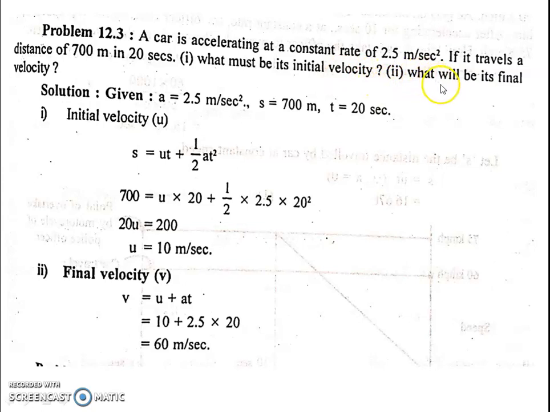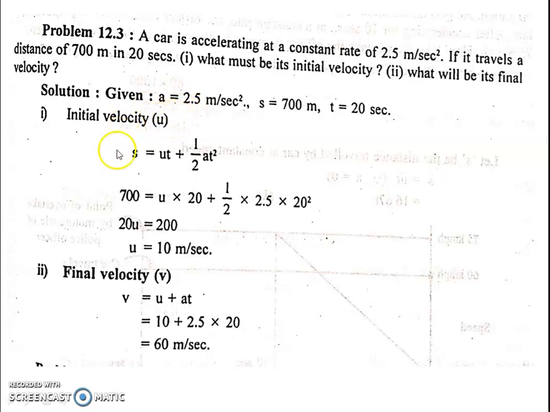What is u? They are asking. And in the second case, what will be its final velocity? That is v. We will try to solve. Given data, I am writing given data. Acceleration of the car is given, that is 2.5 meter per second square. Then the distance traveled is given, 700 meters. Then time is given, that is 20 seconds. They asked initial velocity. Initial velocity is represented by u.